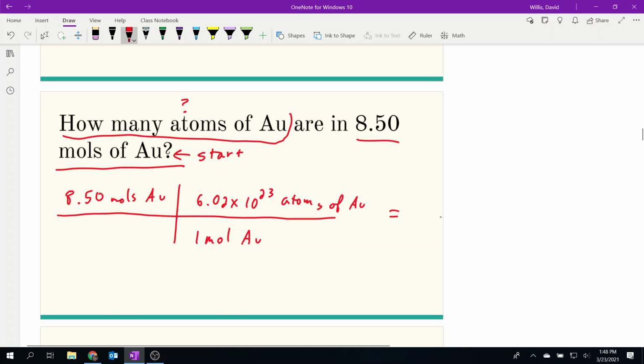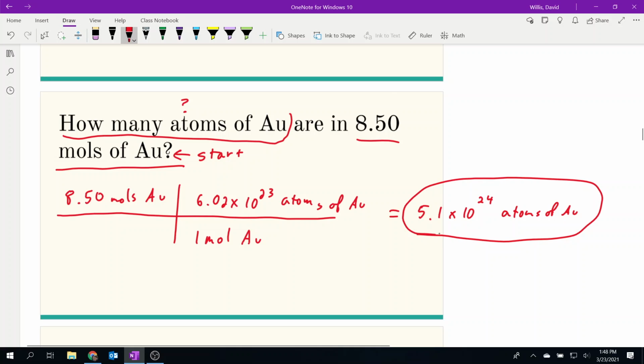All right, what do you have? I was about to say, I'm not feeling like that's going to be correct. There you go. I think that's okay. 5.1 times 10 to the 24th atoms of gold. All right, and so there we go.